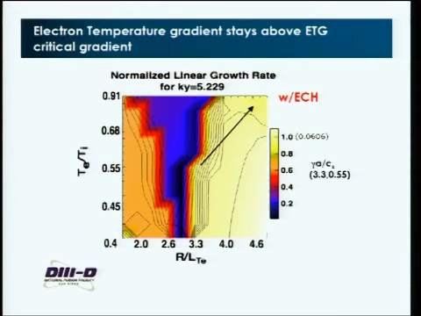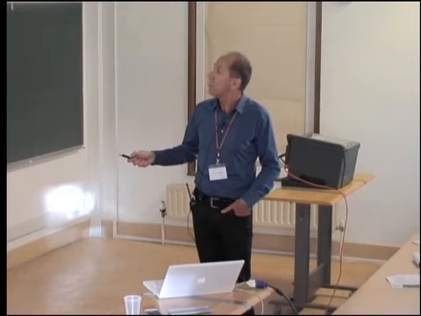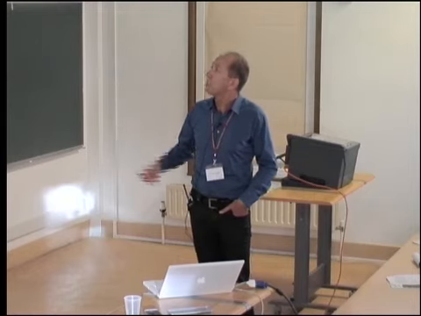We can do the same comparison now for high k here. This is the ETG regime. This is the critical gradient here. In the base case condition, before the ECH, we're sitting close to the critical gradient, and then the ETG mode stays unstable. As the electron temperature gradient increases, we're moving deeper into the ETG regime.